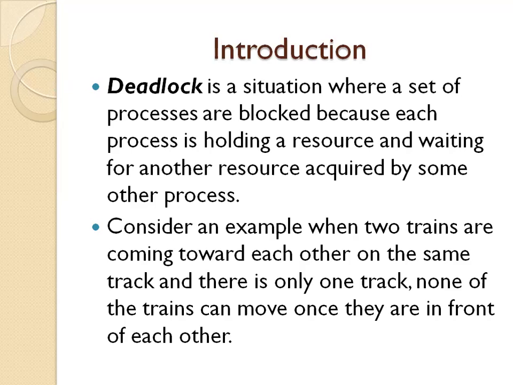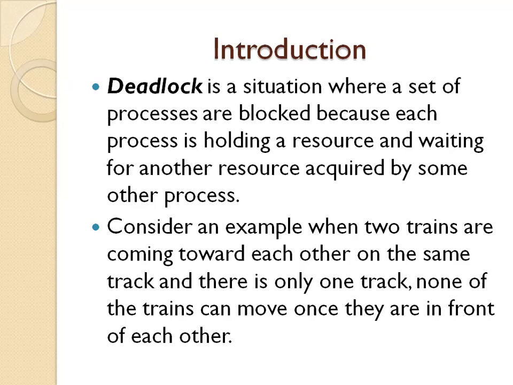We can see an example. When two trains are coming towards each other on the same track and there is only one track, none of the trains can move once they are in front of each other. On the same track, this train will not go that side, and that train will not come this side. Therefore, it is a deadlock situation where the trains cannot move at all.